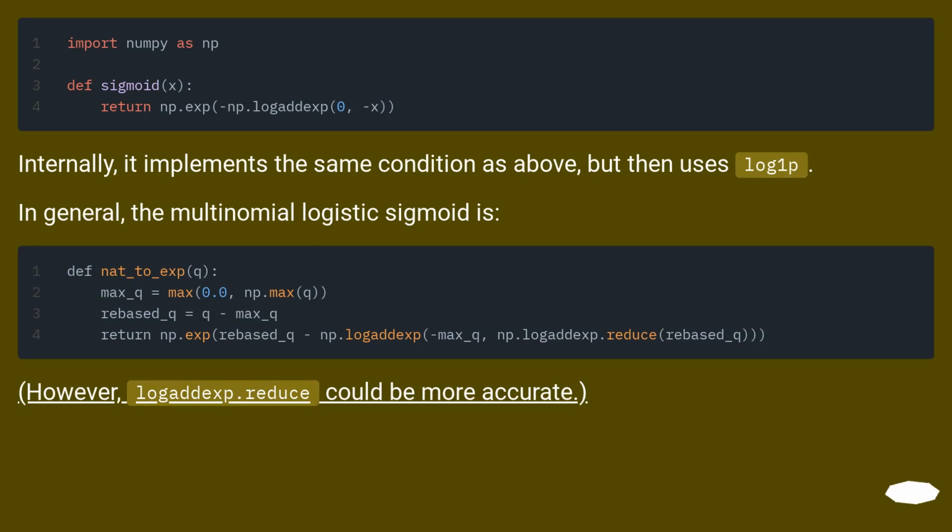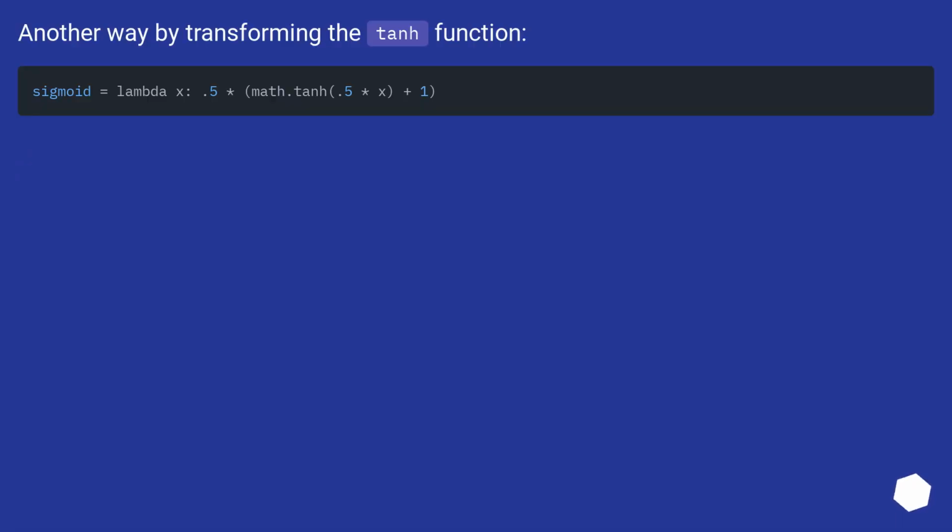In general, the multinomial logistic sigmoid is. However, logaddexp.reduce could be more accurate. Another way is by transforming the tanh function.